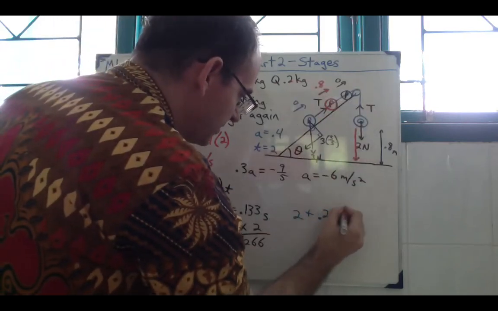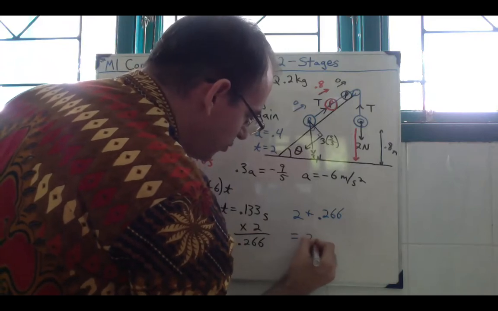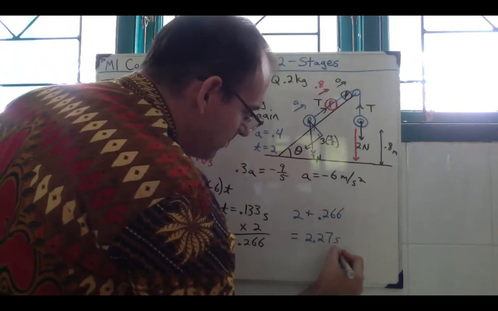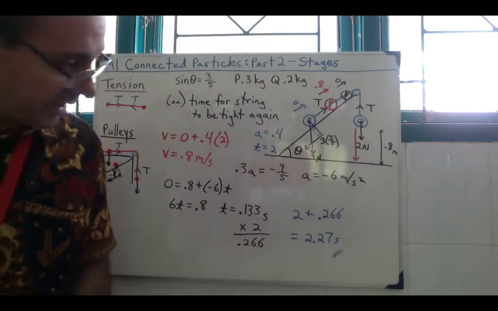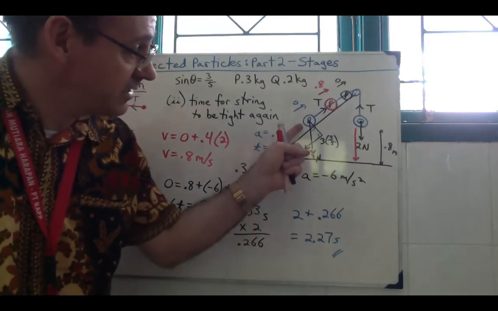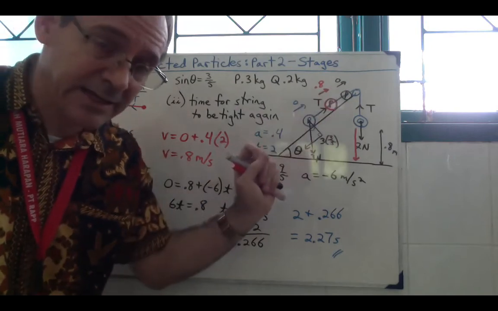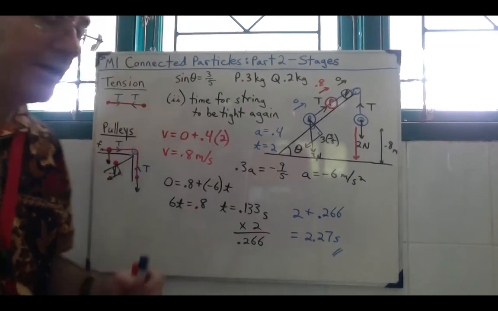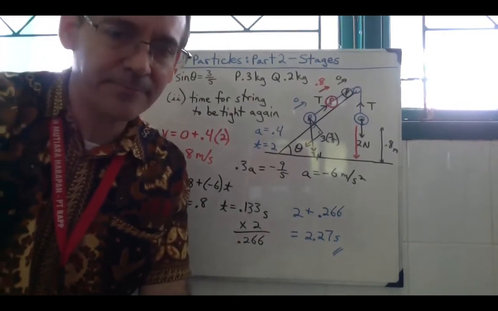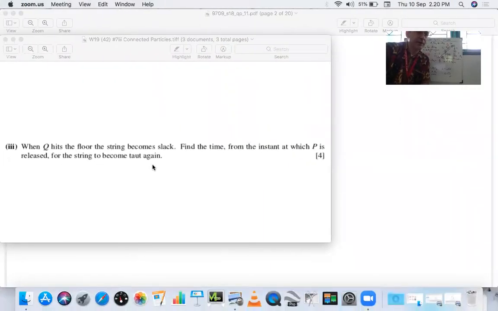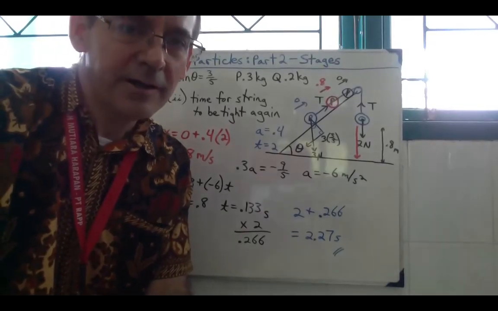So 0.266 equals 2.2, and then of course the 6 rounds up the third number to 7. So we get 2.27 seconds from the time that P was released all the way up to and back again to where the string is now tight again. Okay, so that was our 0.2 for that, and I don't think there was another. That was already our part 3. So I will set up again for the next question.